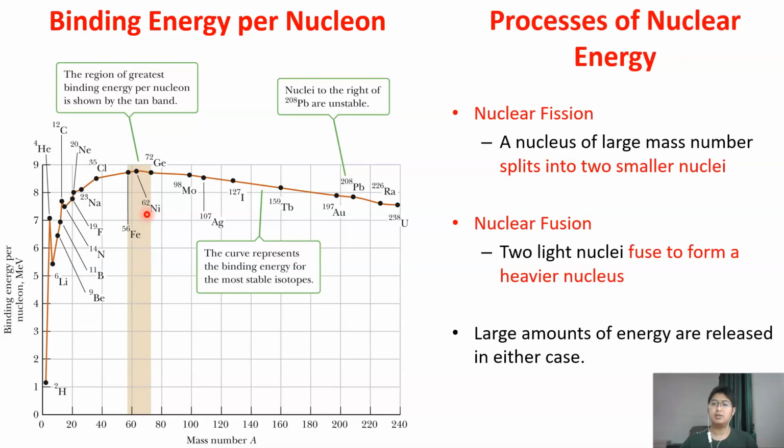There are two processes of nuclear energy. The first one is nuclear fission, where a nucleus of large mass number splits into two smaller nuclei, and the other one is nuclear fusion, where two light nuclei fuse to form a heavier nucleus. A large amount of energy is released in either case.